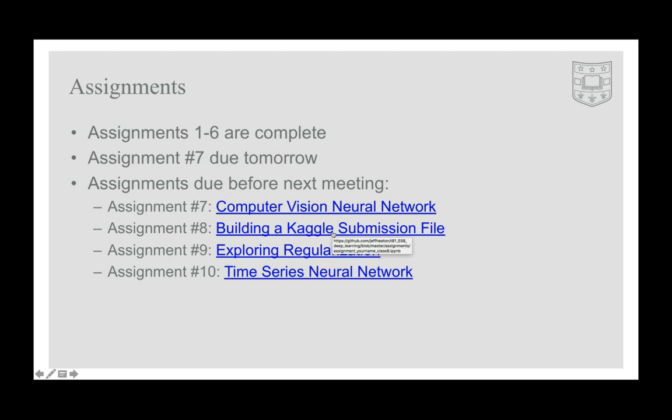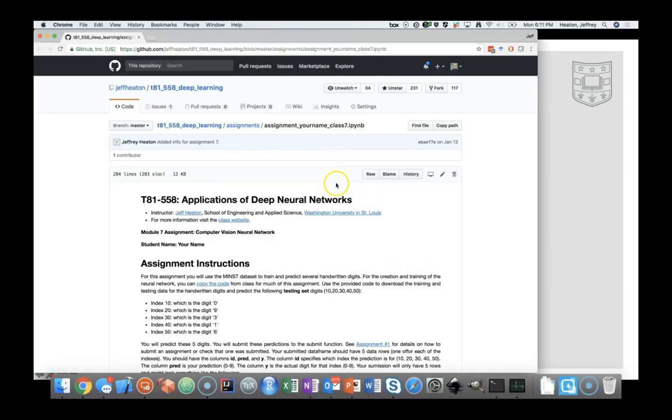And the assignments that are due before the next class meeting, I'll show you real quick now. Assignment number 7, which is due tomorrow night, is the computer vision network. Computer vision is an extremely deep topic, no pun intended, in deep learning, but we don't necessarily have the computing resources or the time. You can do an entire semester course just on computer vision. So I mainly just have you go ahead and launch that one.